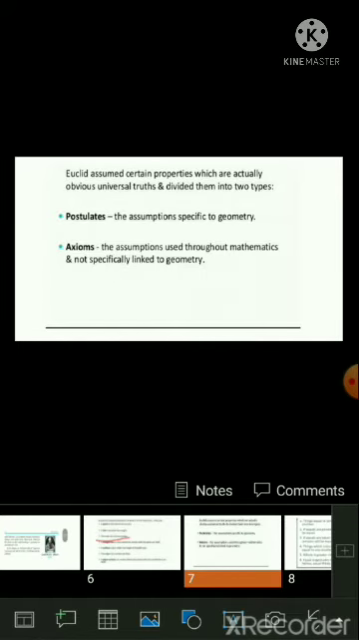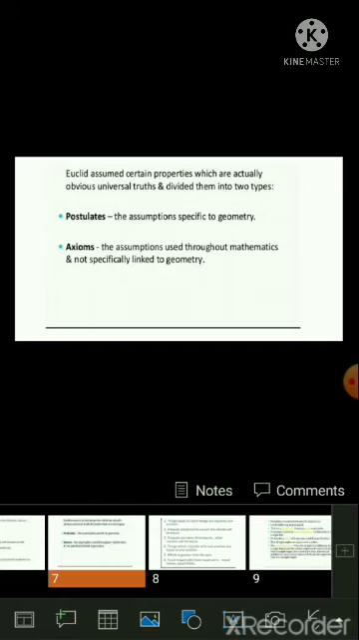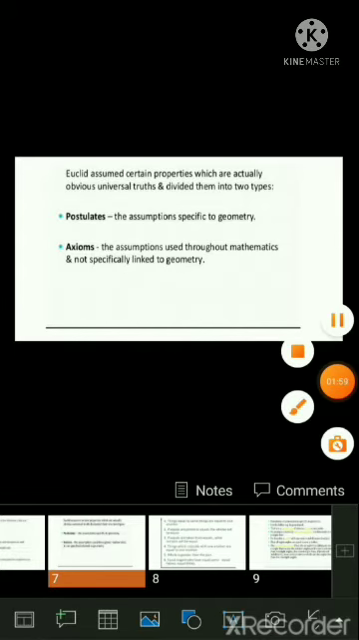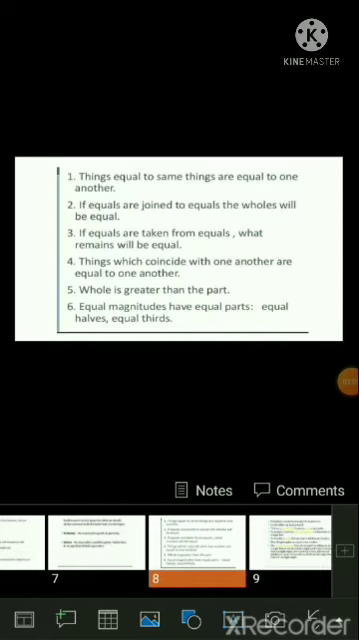So what are axioms? They are assumptions used throughout mathematics and not specially linked to geometry, but postulates are specific to geometry. Axioms are easy because they only show you a true statement or a false statement, and don't show you anything more. Now let's learn about the 6 axioms of Euclid.